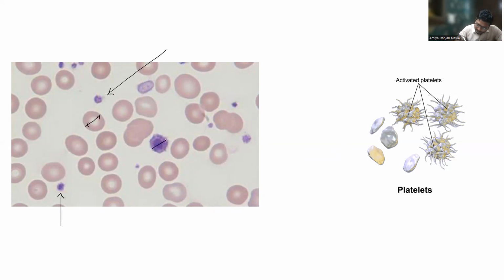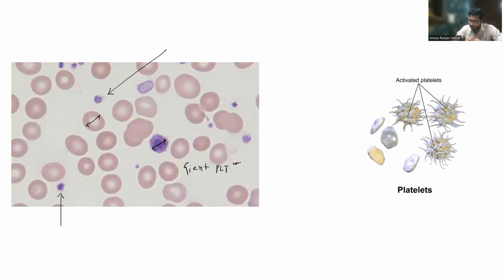Sometimes you may find giant platelets, where the size of a platelet may be that of an RBC. You will find these giant platelets in a condition known as immune thrombocytopenia, ITP. We will discuss that more when we study platelet disorders.